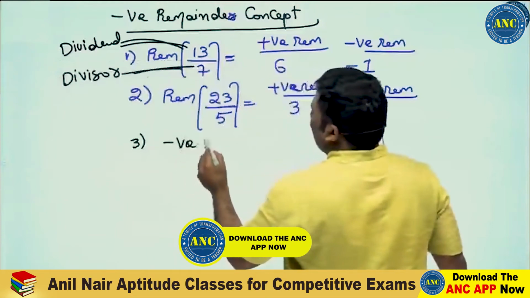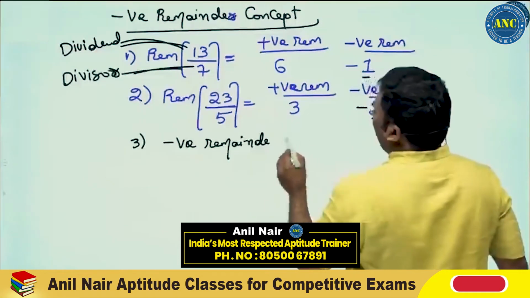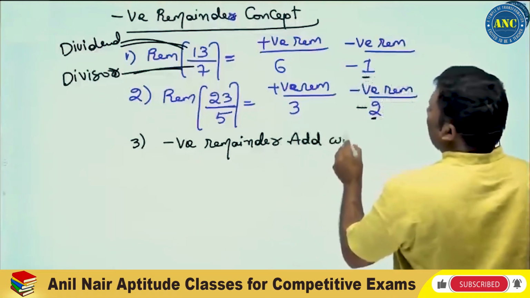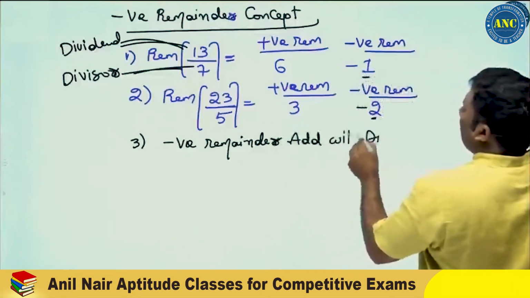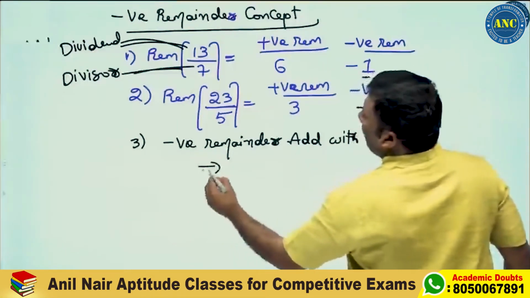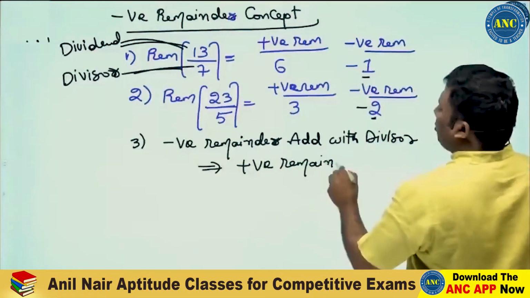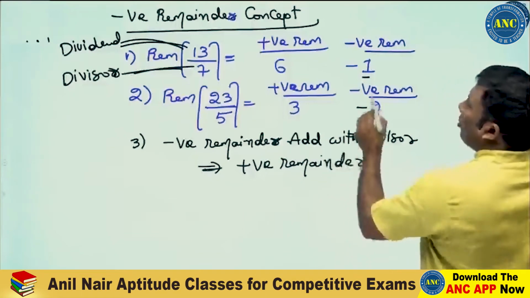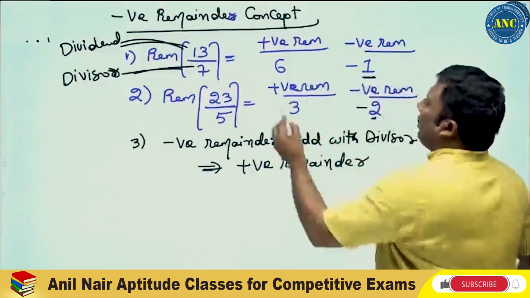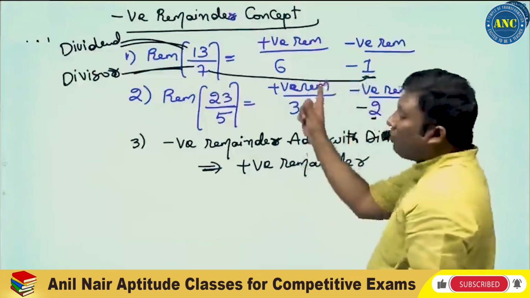Third concept is very important. In case you got a negative remainder, add with the divisor to get the positive remainder. For example, you got minus 1 here. You got a negative remainder, but I want a positive remainder. Add with the denominator. What is 7 minus 1? 7 minus 1 is nothing but 6.